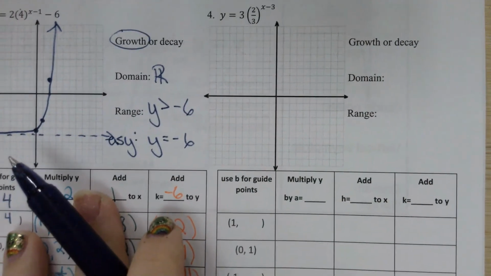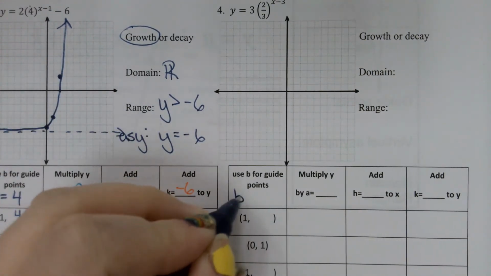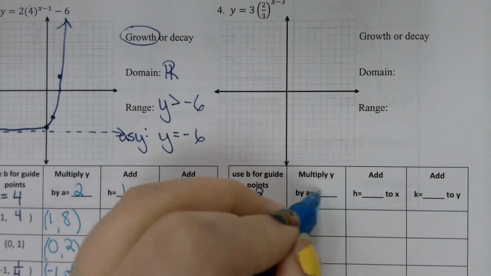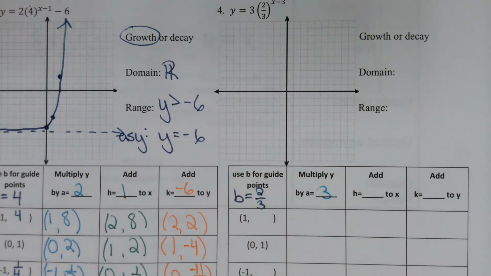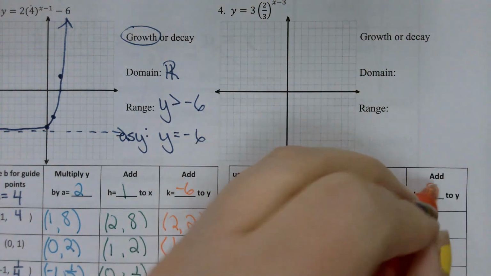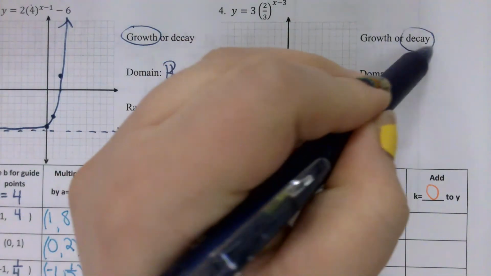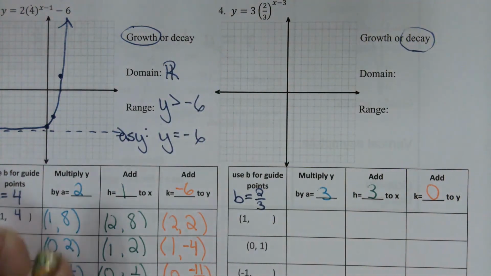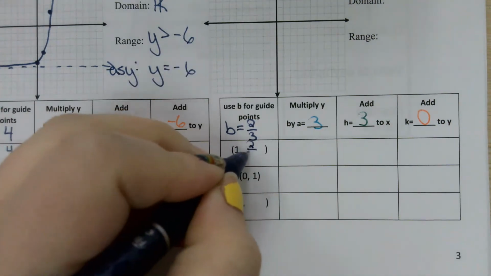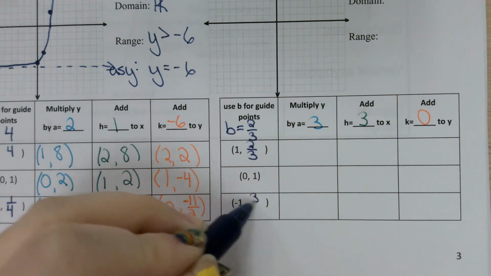Let's do another one. B is 2/3 in this case. Then our A value is 3. H in this case, opposite of what it appears to be, so positive 3. And K, there is not anything for K, so it's 0. Since that 2/3 is between 0 and 1, this is exponential decay. And we'll list out our guide points. 1, 0, -1, 2/3, so B, 1, and 1 over B. Remember, when it's a fraction, 1 over B is just the reciprocal.